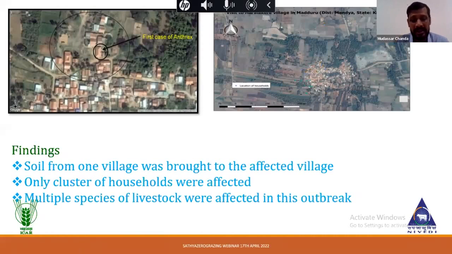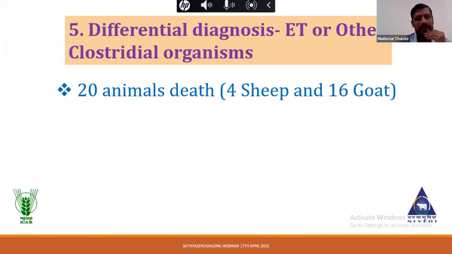And in this outbreak, sheep, goat, cattle, buffalo, all the species were affected. So when you're verifying your diagnosis at the field level using clinical symptoms, this is one more study we did, or when we investigated, we found these were challenges we faced in the field, and taking those examples. When you take the differential diagnosis, you have to consider enterotoxemia or other clostridial organisms.